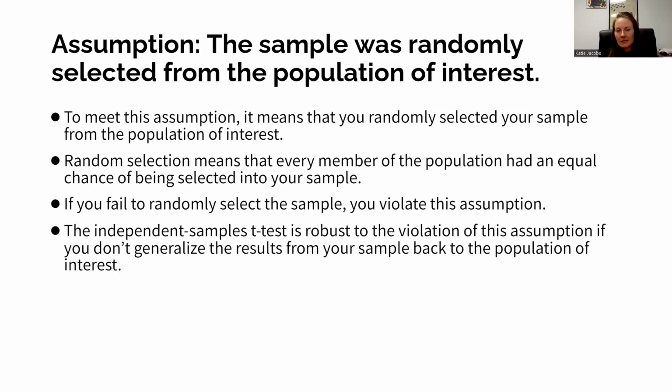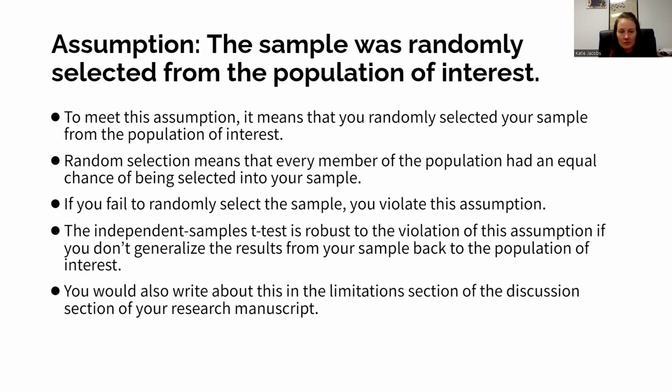The independent samples t-test is robust to the violation of this assumption if you don't generalize the results from your sample back to the population you're interested in studying. All you can do is talk about your results with what you found in your two samples. You also would need to write about this in the limitations section of the discussion section of your research manuscript.